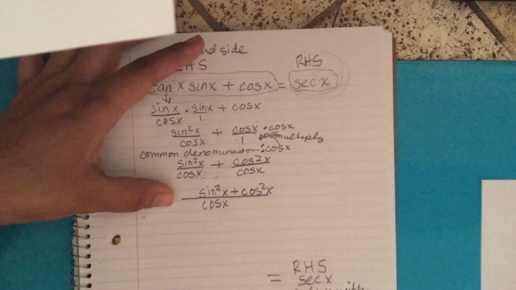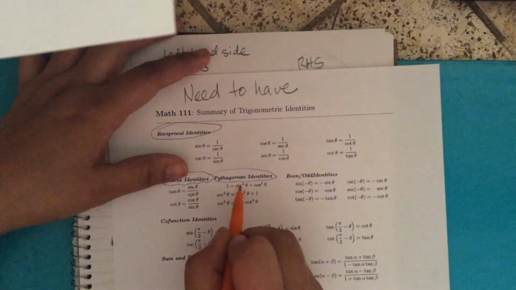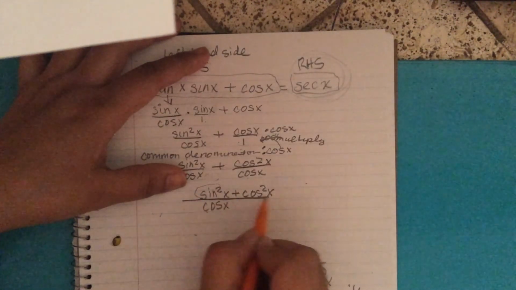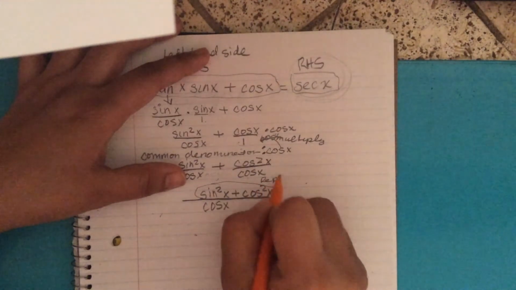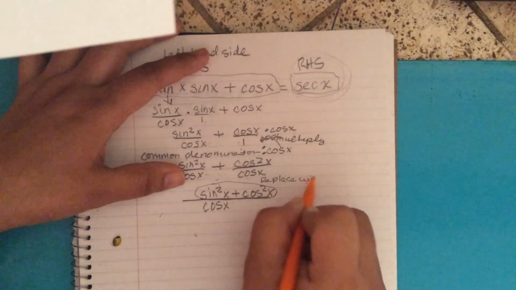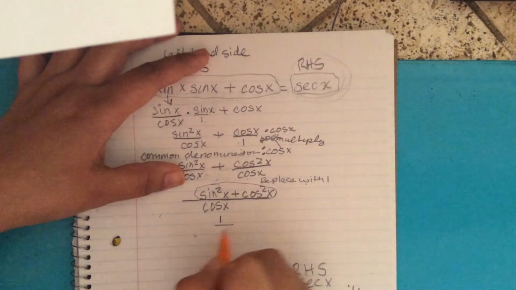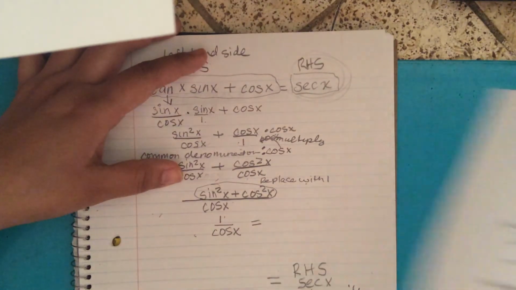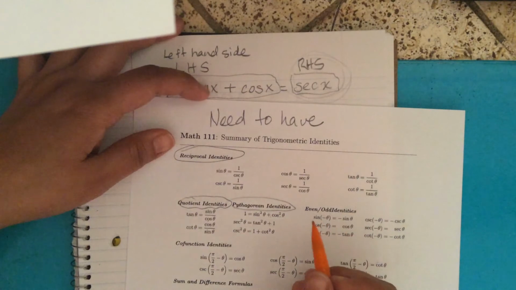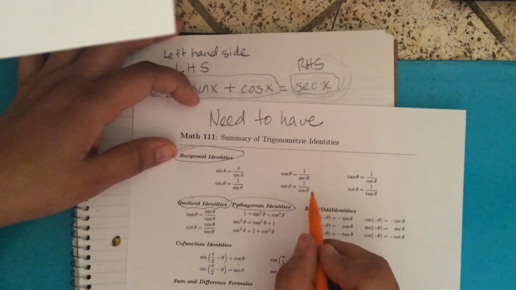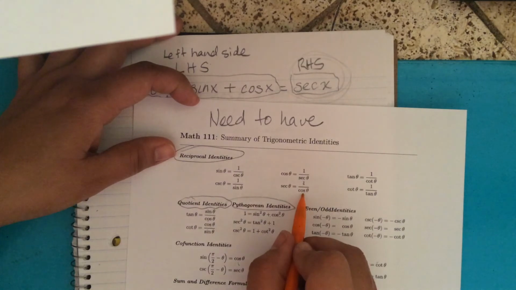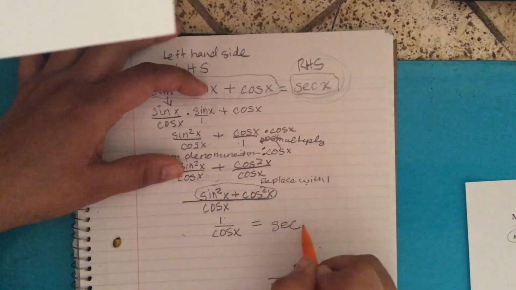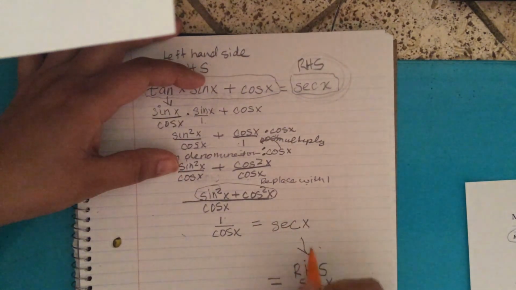Now we know from the trig identities that the sine squared of x plus the cosine squared of x is 1. So I'm going to replace that with 1. So that's going to be 1 over the cosine of x. And 1 over the cosine of x, if you go over here, 1 over the cosine of x is the secant. So that is the secant of x, which is my right-hand side.